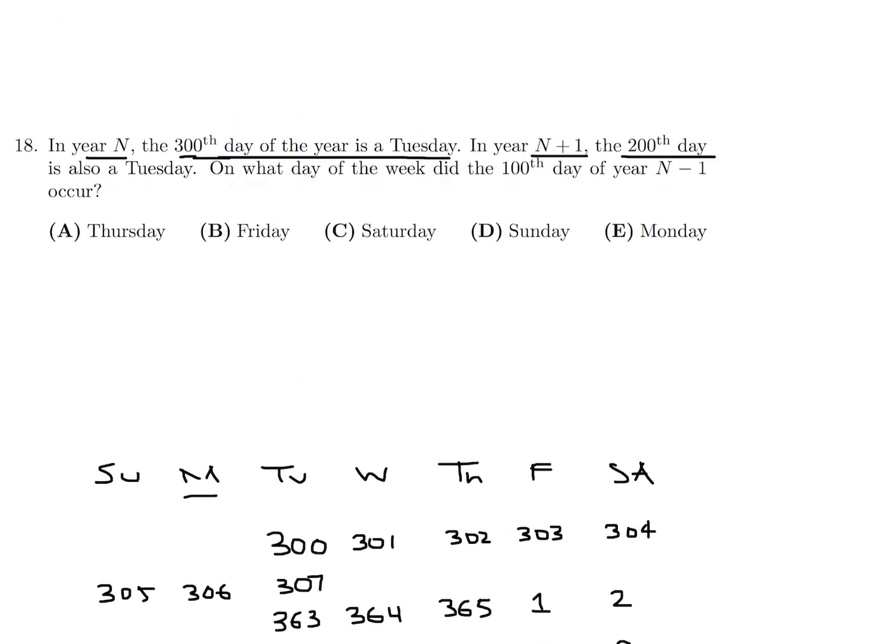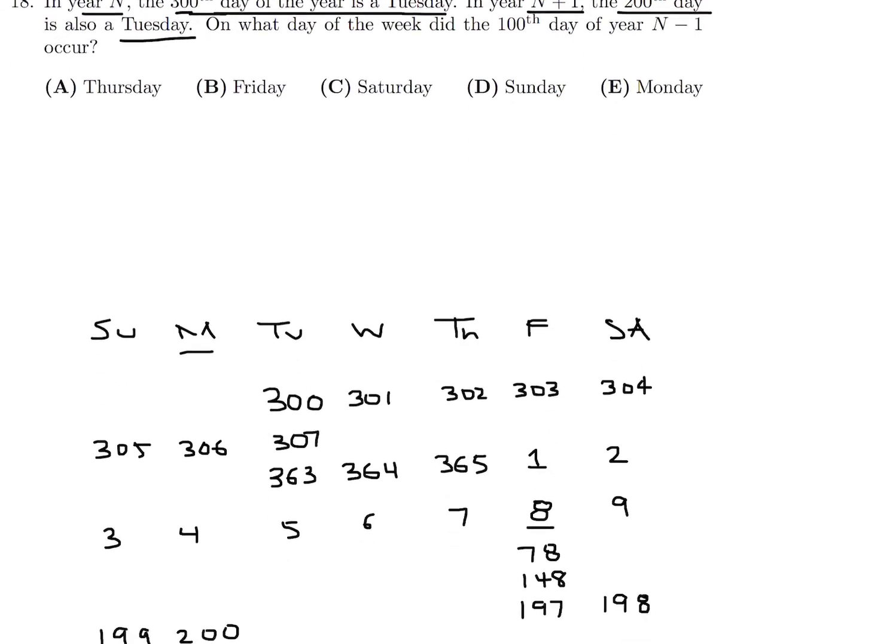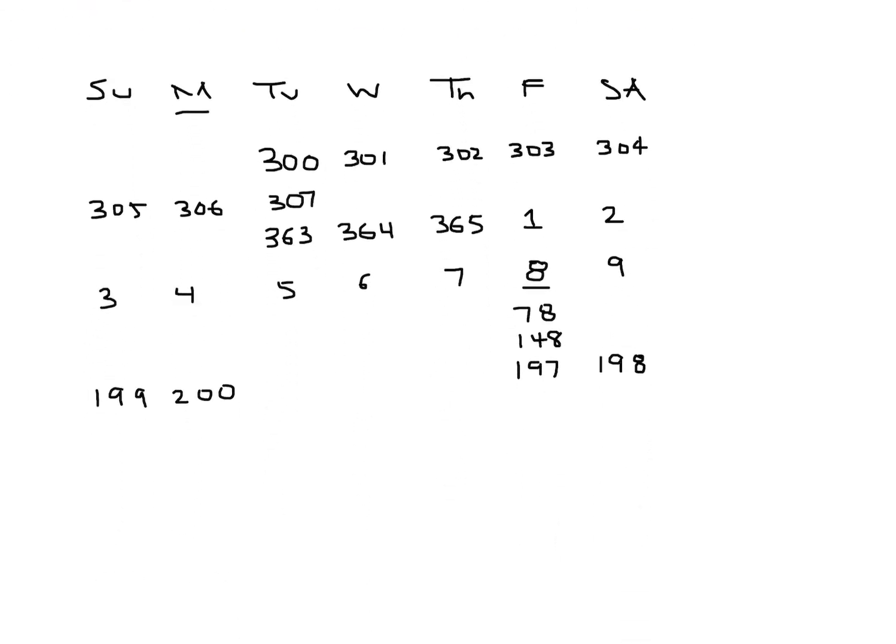But the question told me that it's a Tuesday. So what did I do wrong? I went to 365 days, and then I counted 1 to 200. Well, I didn't do anything wrong if the year has 365 days. But the only way the 200th day can be a Tuesday for that following year is if the initial year had 366 days. So that means that year n is known as a leap year, right?